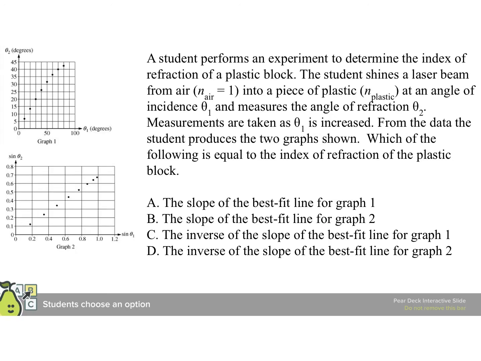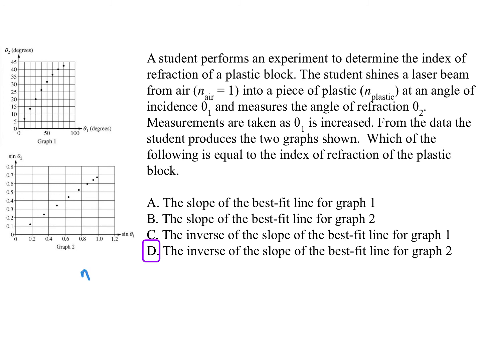All right, a student performs an experiment to determine the index of refraction of a plastic block. The student shines a laser beam from air, where n air equals 1, into a piece of plastic, which has index n plastic, at an angle of incidence θ1, and measures the angle of refraction θ2. Measurements are taken as θ1 is increased. From this data, the student produces the graphs shown. Which of the following is equal to the index of refraction of the plastic block? Is it the slope of the best fit line in graph 1, the slope of the best fit line in graph 2, or the inverse of the slope of the best fit line in each of those?